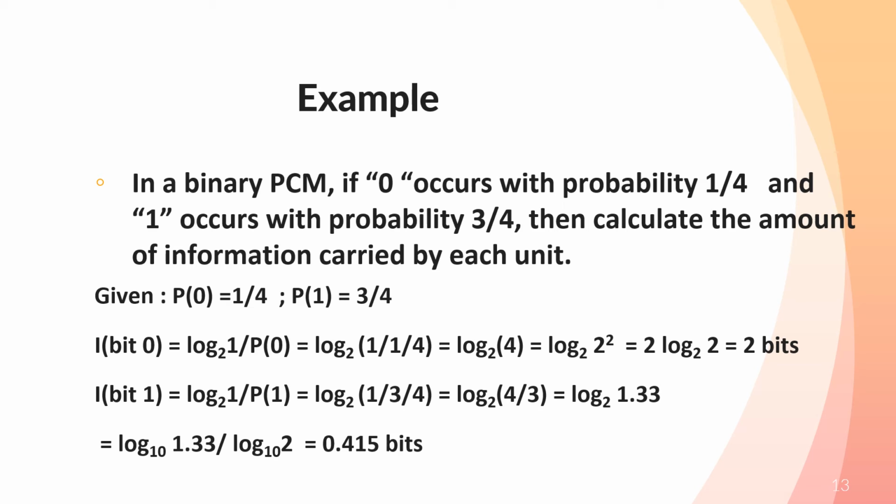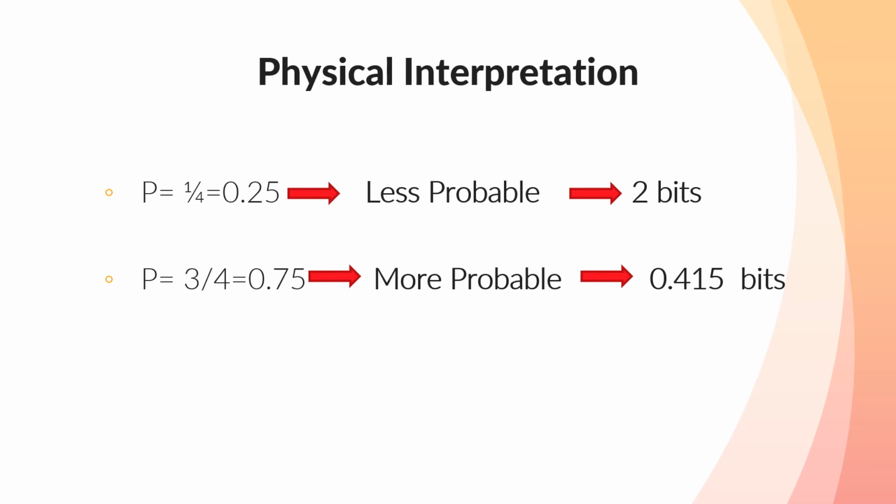So what is the significance of this equation? When we see a probability of 1/4, the less probable event is represented by more bits, while the more probable event, 0.75, is represented by fewer bits. So again, this quantifies information theory with respect to probability.